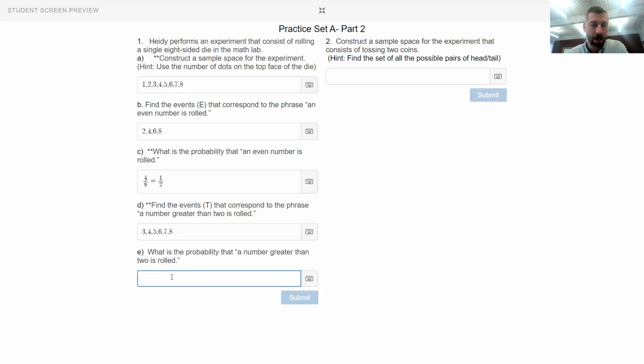So the probability that a number greater than 2 is rolled, well, let's count them up. How many of those events would make us be successful? 6 of them, out of a total of how many sides? 8. That's a 3/4 chance, which of course is 0.75 or 75%.